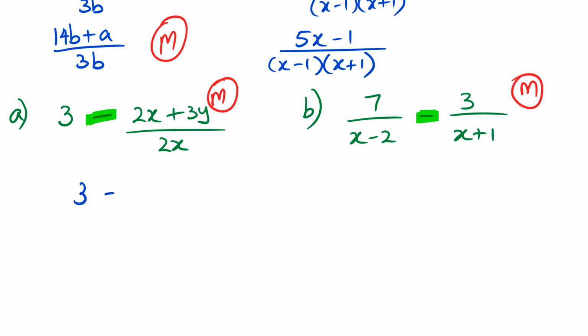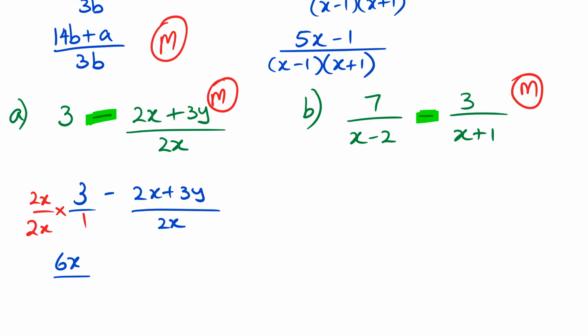So we've got 3, take away 2x plus 3y, over 2x. Now remember, 3 can be written as just 3 over 1. So that's what I'm going to do. And I want to have 2x as the denominator. So I'm going to multiply the denominator by 2x, multiply the numerator by 2x. All good so far? We're going to get 6x over 2x minus 2x plus 3y over 2x. I'm assuming you guys got all of this.